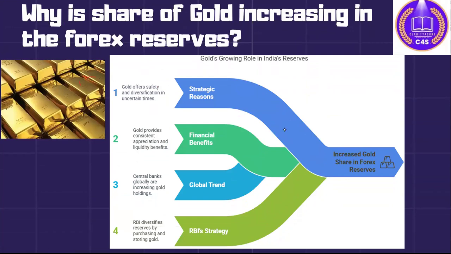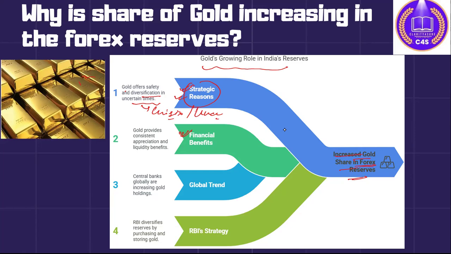See gold's growing role in India's reserve. The increasing gold share in forex reserves has some strategic reason, and the second one, obviously, is finance. What sort of strategic reason is there? Gold offers safety and diversification in uncertain times, at the time of crisis, at the time of uncertainty. So gold offers a buffer, a safety valve, you can say, right? So it has a strategic reason. We should increase the gold in our forex reserves, in our overall reserves.